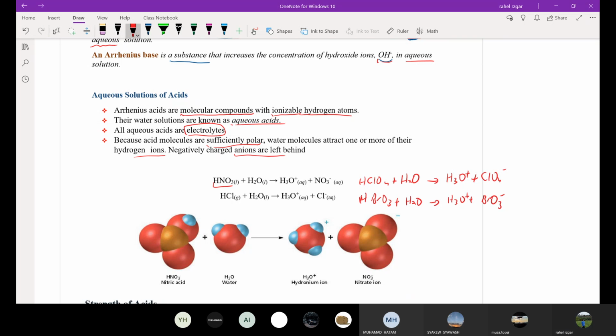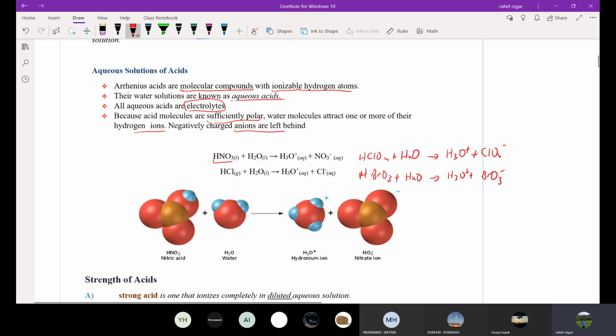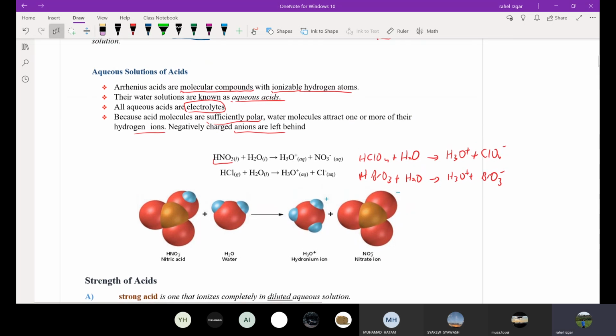Just like these equations. So all of them are like this. They ionize. It's ionization again.